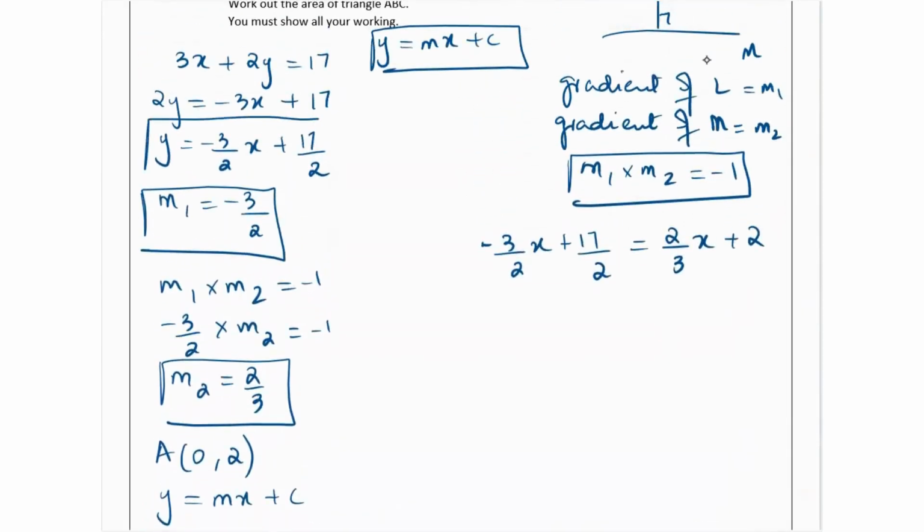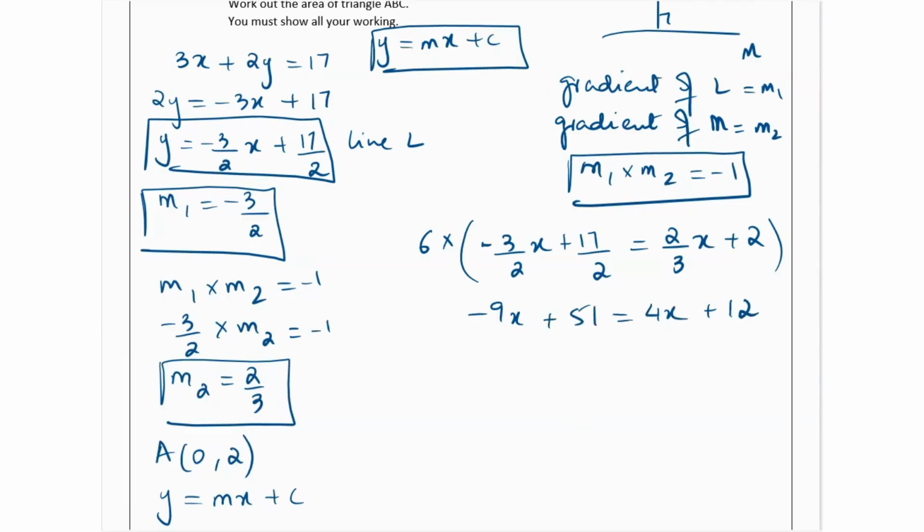So let me highlight this. This is line L. So multiply the entire equation by 6 to get rid of the fraction. So times that by 6. So that's -9x plus 51 equals 4x plus 12. Select the like terms on each side.